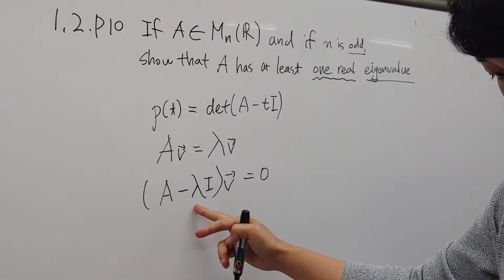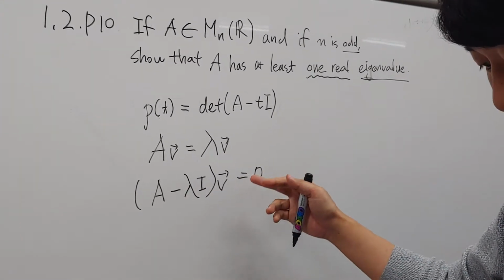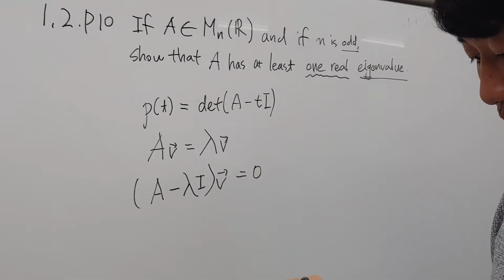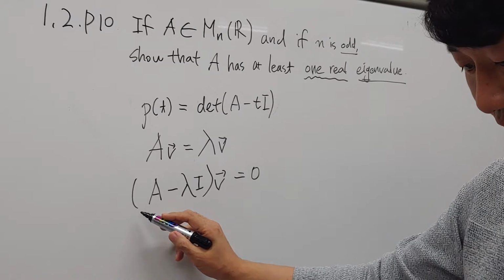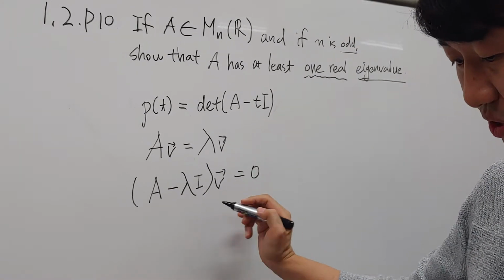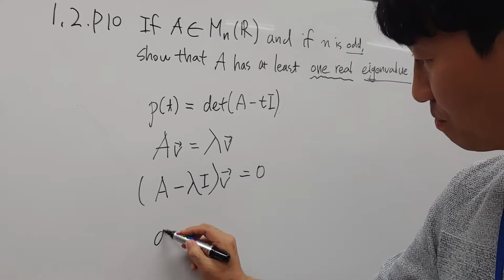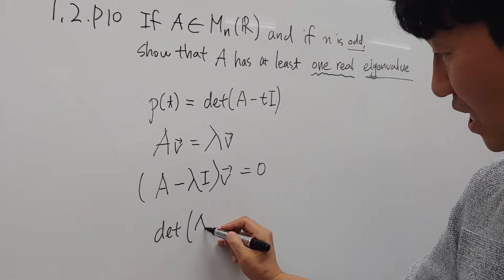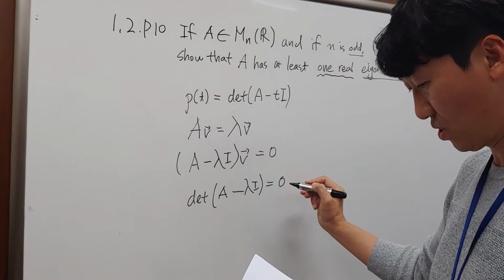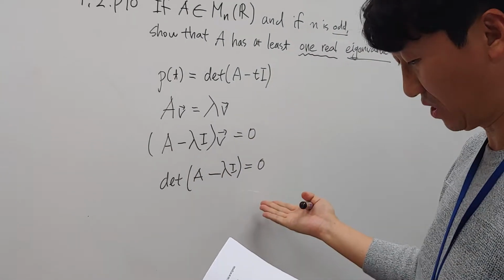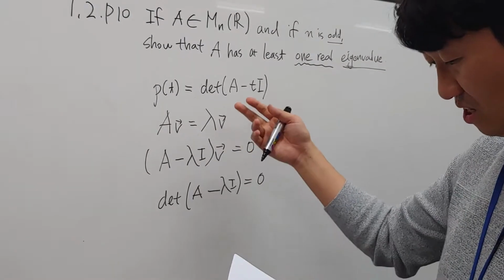If A minus lambda I is invertible, vector v has to be 0, but that violates the rule for being an eigenvector. So to show A minus lambda I is not invertible, we should calculate the determinant. If the determinant of A minus lambda I is equal to 0, we can say there is an eigenvector. So we are now able to understand the characteristic polynomial.